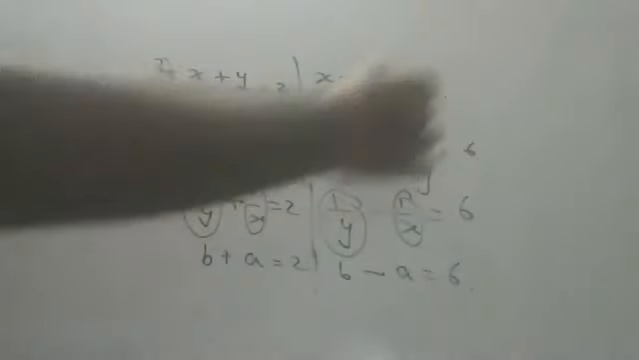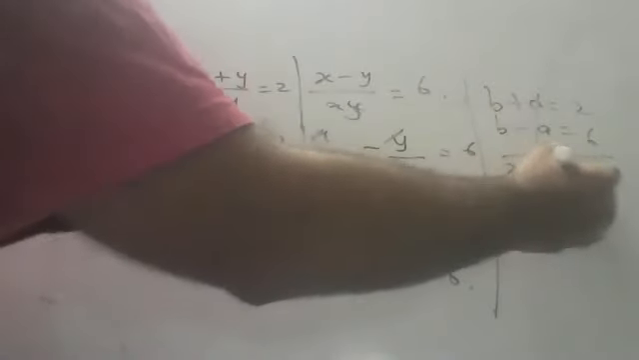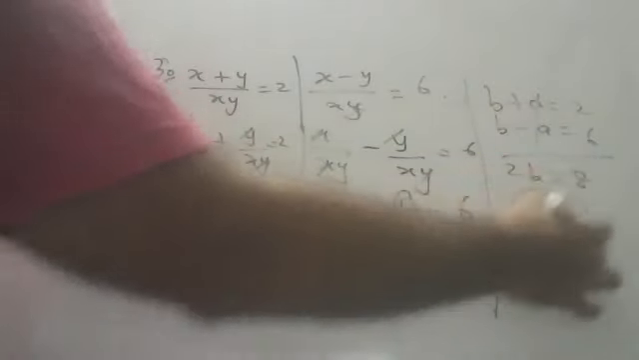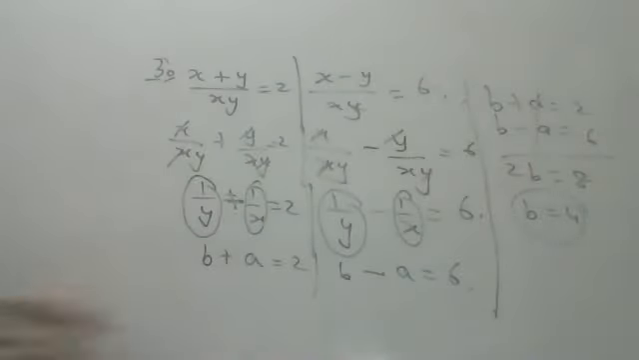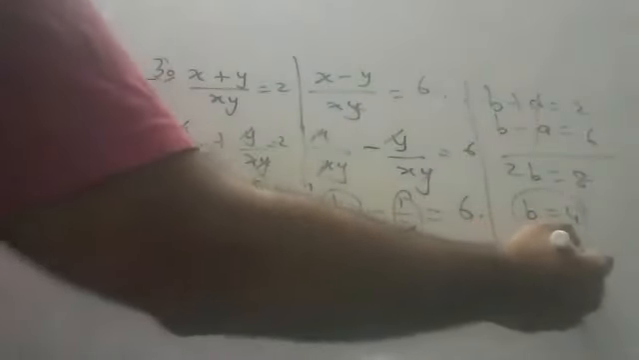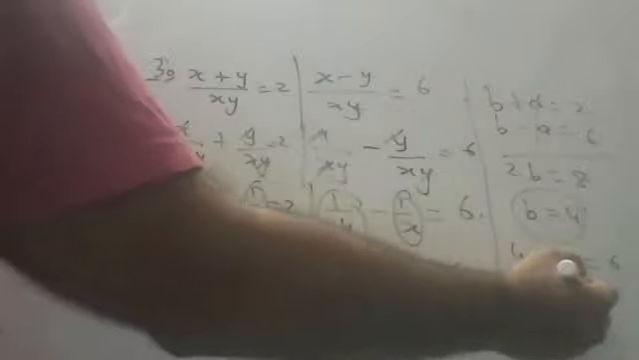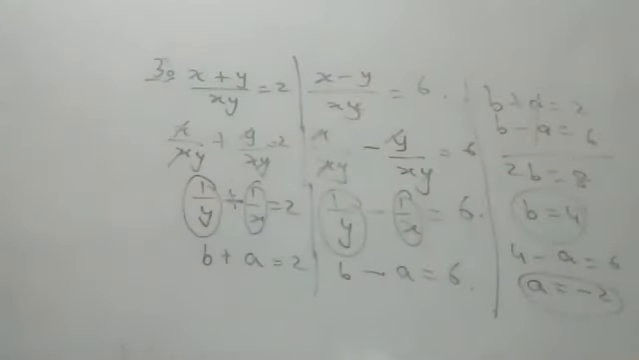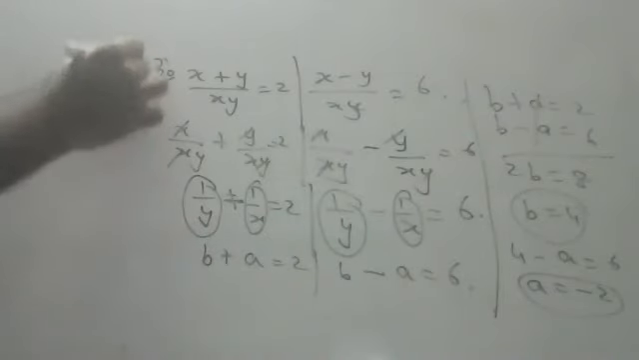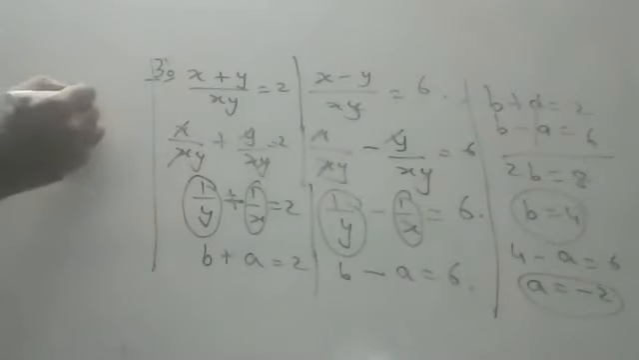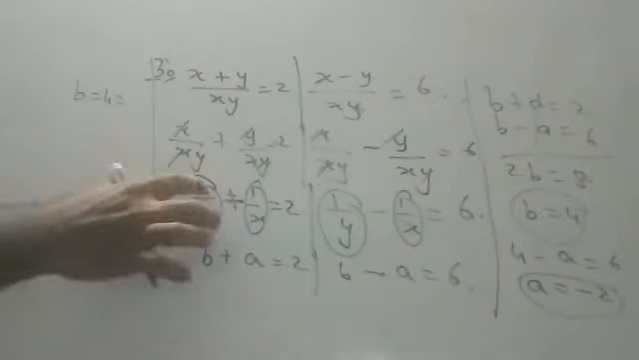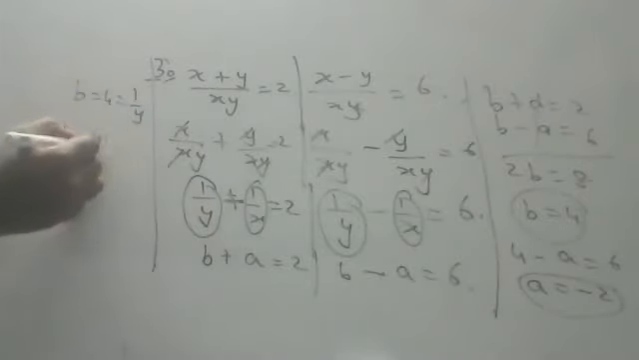After this, very easy. Okay, b plus a is equal to 2, b minus a is equal to 6, this gone, 2b is equal to 8, b is equal to 4. Once you got b, what is a, children? 4 minus a is equal to 6, a is equal to minus 2. Okay, a is equal to minus 2. But what is c? See, children, b is equal to 4, but what is b? B is 1 by y, so y is equal to 1 by 4.